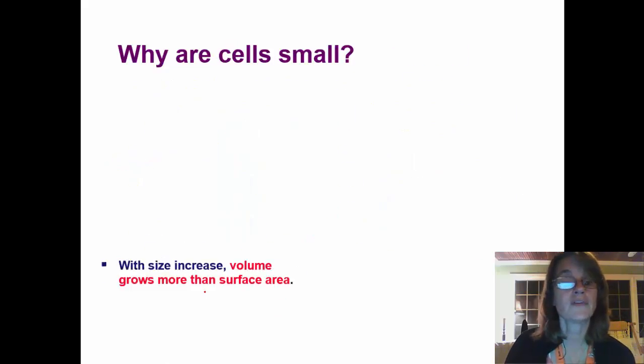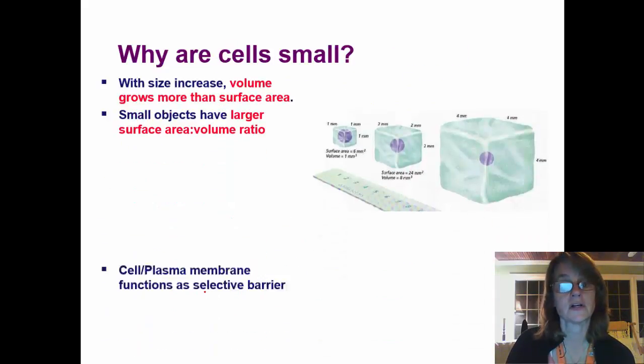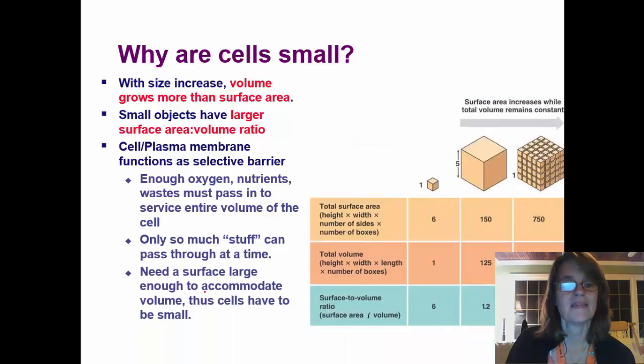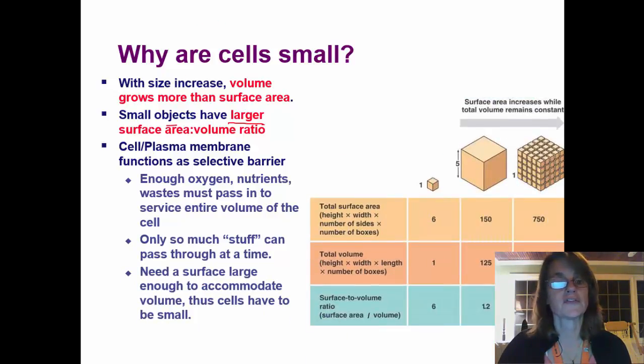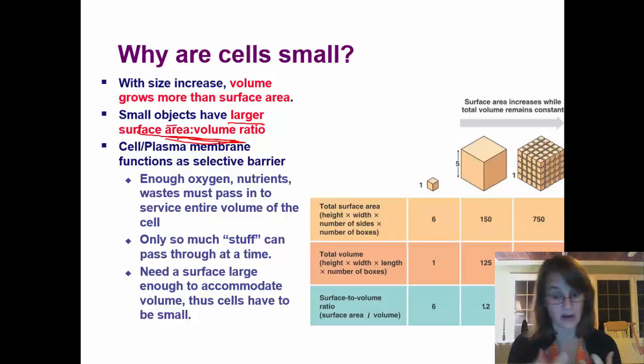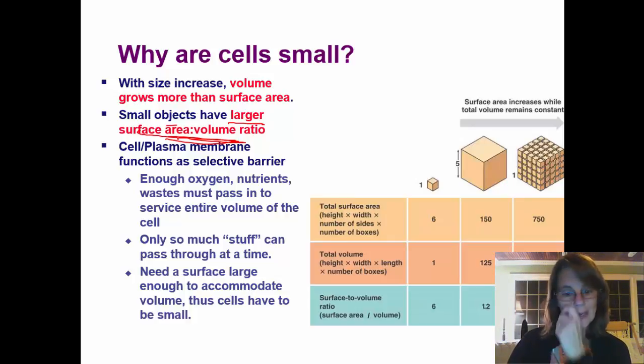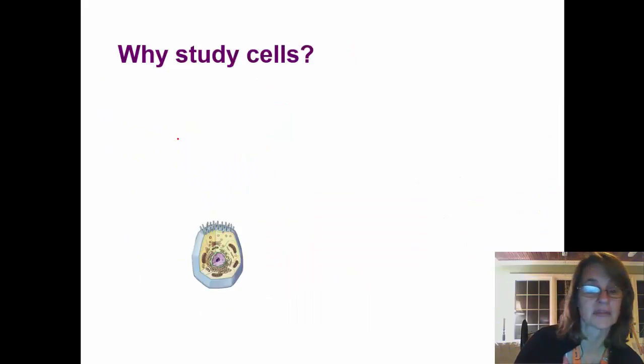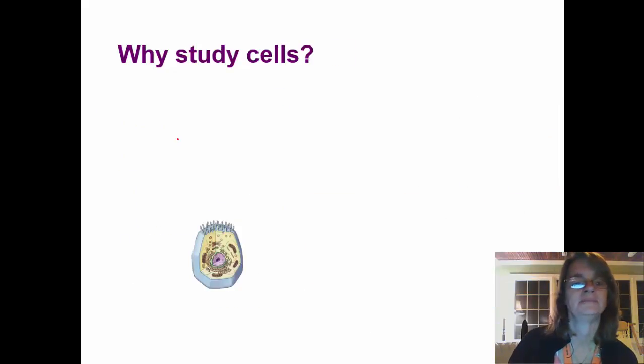Don't forget our talk about why cells are small. Small objects have a much larger surface area to volume ratio, and we talked about how important that is in being able to diffuse large quantities of stuff into the entire volume of the cell. We talked about that in class. If you need to pause this and examine the slide more closely, you can.